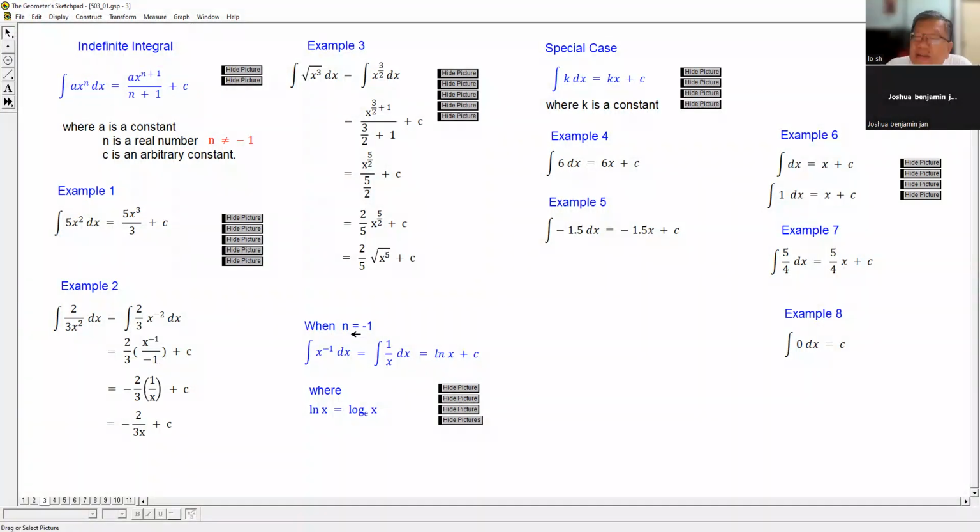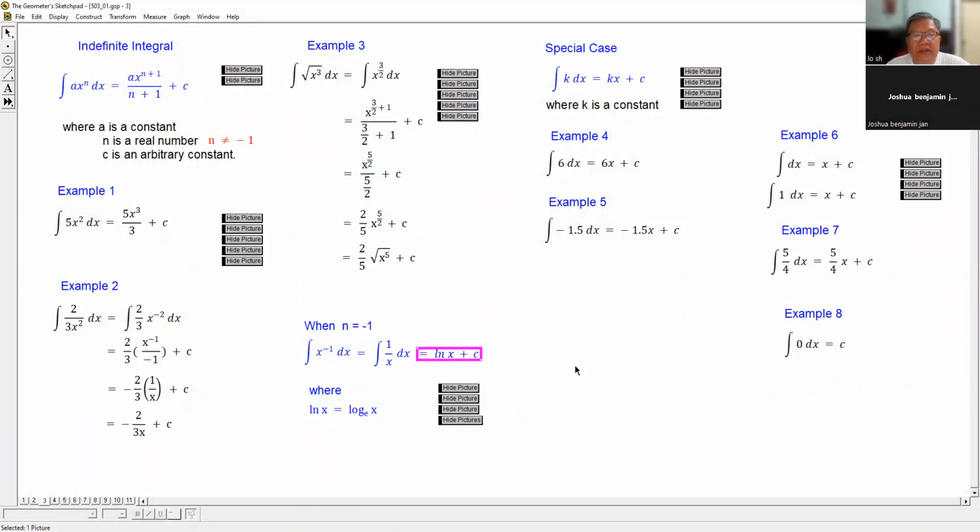So what happens if the power is -1? Okay. x to the power -1, when you want to integrate with respect to x, means you want to integrate 1 over x with respect to x. The answer is ln x. The answer is log x, not log base 10, but log base e. This is called natural log.